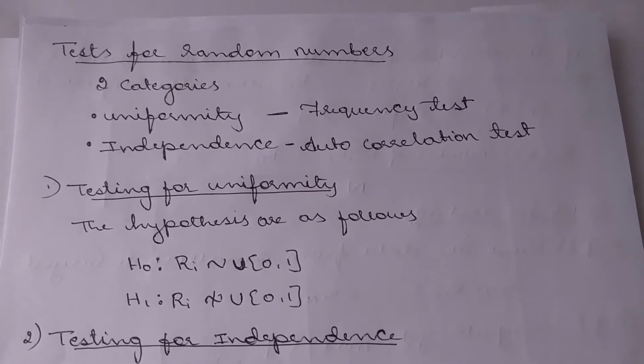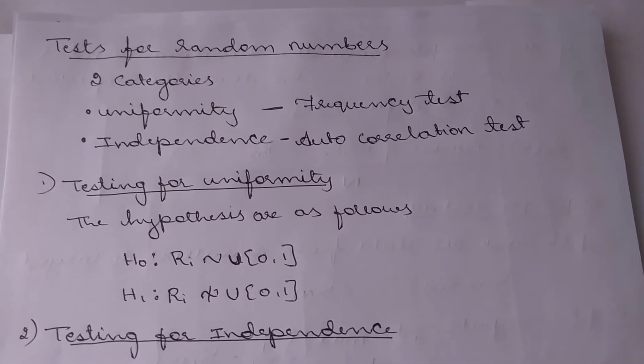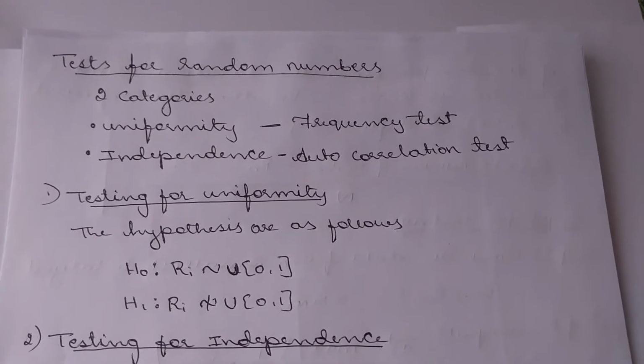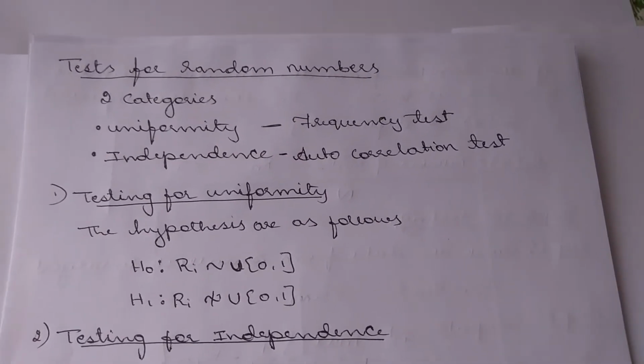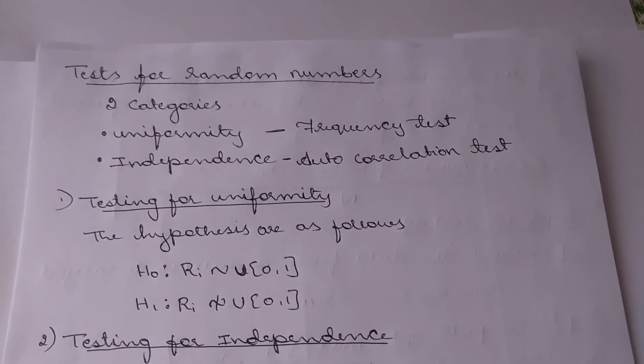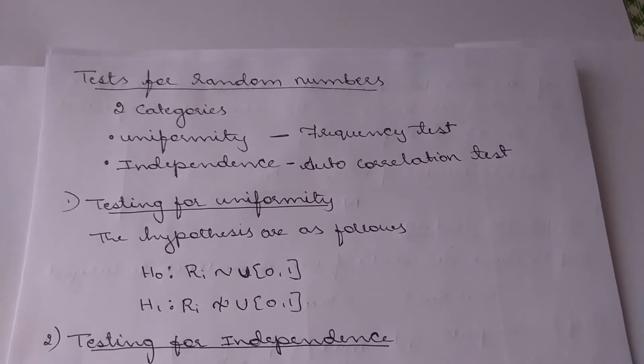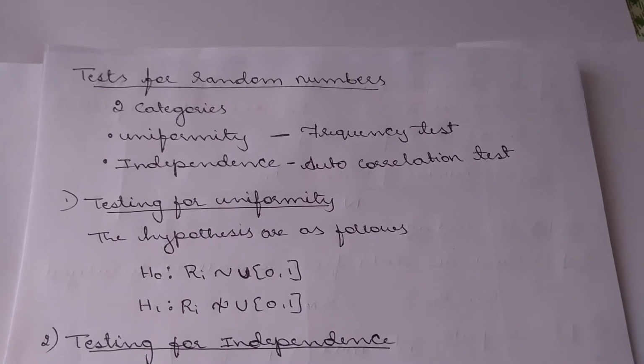We were in the second module, that is random numbers. Now I'll explain tests for random numbers. First we must know why we need to test them. Once the random numbers are generated, we have to ensure their statistical properties.